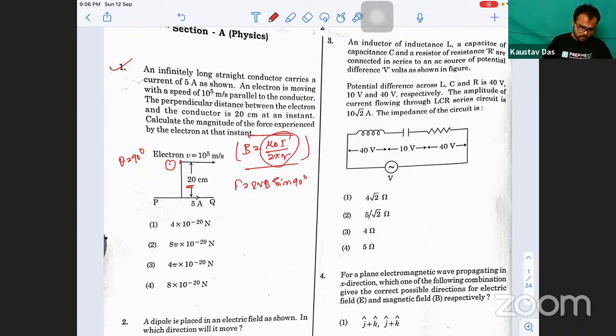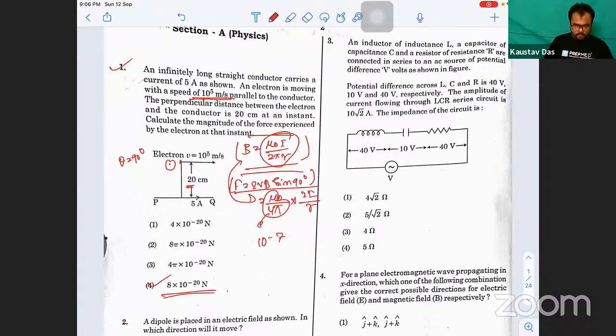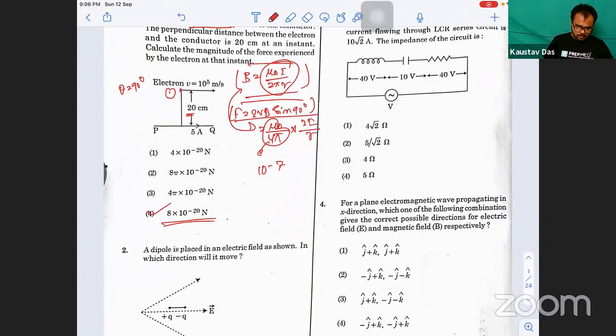The velocity of the electron is given as 10 to the power 5 meter per second. To reduce the time, you can adjust the formula and write mu0 by 4 pi into 2I divided by r, using mu0 by 4 pi as 10 to the power minus 7. If you do the calculation, the force comes as 8 into 10 to the power minus 20 Newton. This is option number D. I hope everybody has done this correctly. That was not a difficult question though.